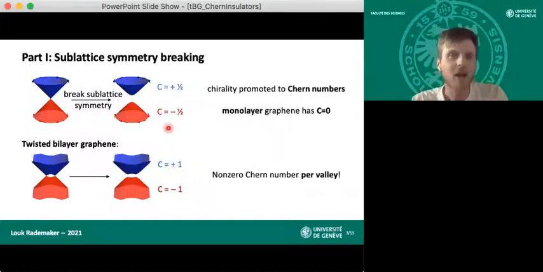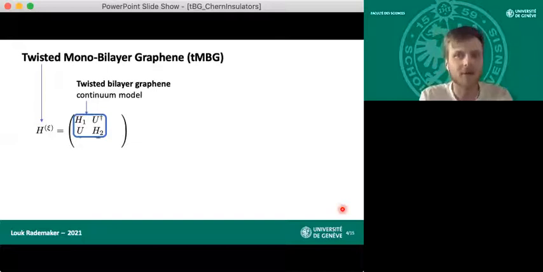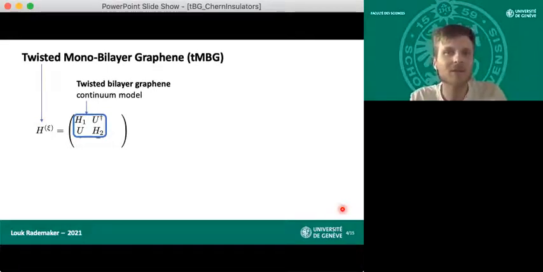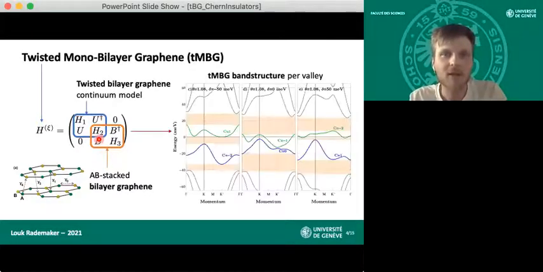The question is, how can you break sublattice symmetry in TBG? An easy way to do so is by adding a third untwisted layer, and this is known as twisted monolayer-bilayer graphene. The idea is to start with regular twisted bilayer graphene, and then we add a third layer in such a way that it's aligned to the middle layer. So in the middle layer, the sublattice symmetry is broken. If you then calculate the band structure, you indeed find flat bands separated from the rest that carry non-zero Chern number. And of course, this is in one valley. In the other valley, they have the opposite Chern number.